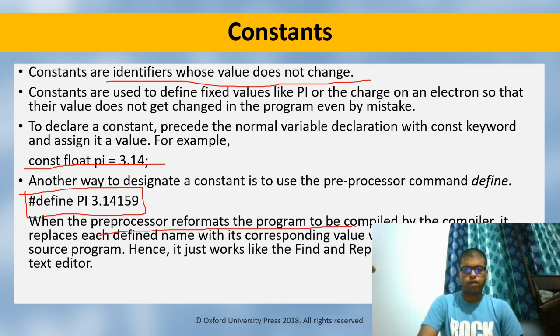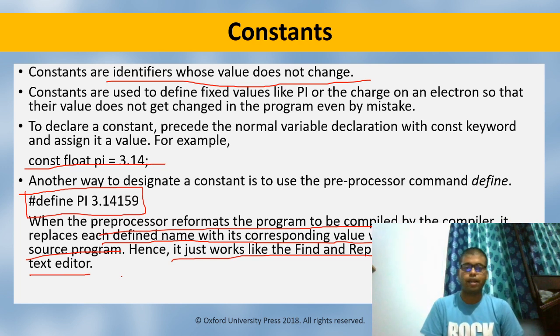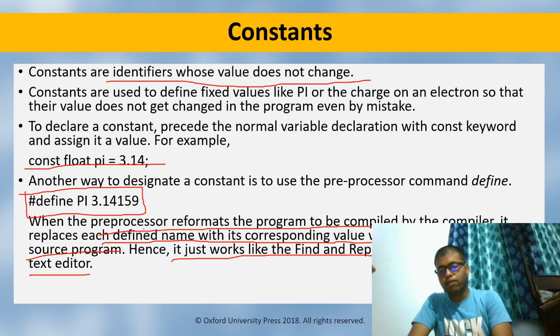So when the preprocessor reformats the program, it will then be compiled by the compiler. It replaces each defined name with its corresponding value whenever it is found in the source program. Hence it just works like the find and replace command available in a text editor. So if you have a Word file, you can find a word, say and. You click on find, you write and, and there is a replace option. So you click on that, replace with some word, say 2. So all and will be replaced by 2. Like that this constant works.